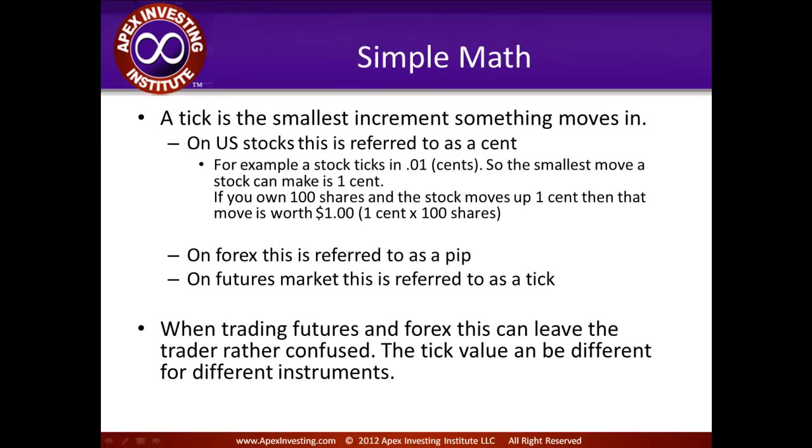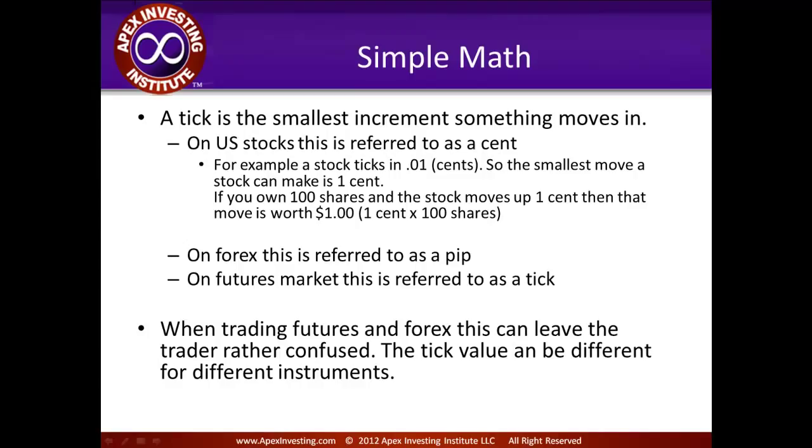With Nadex, there's simple math, okay? So a tick is the smallest increment something moves in. Like on the U.S. stock market, a tick is called a cent, right? 0.01. So it moves from 1 cent, 2 cent, 3 cent. And that's how it works. So if you own 100 shares and the stock moves up 1 cent, then that move is worth $1. 1 cent times 100 shares.